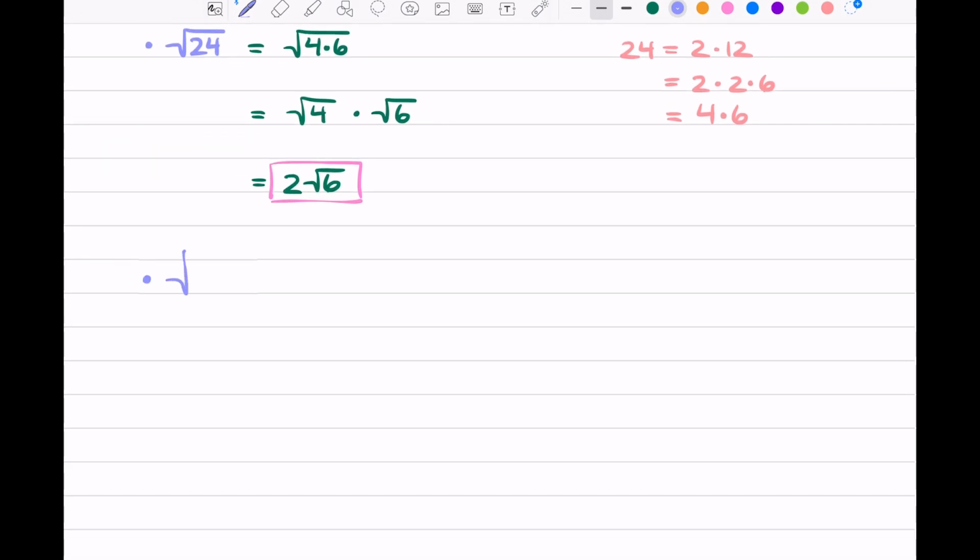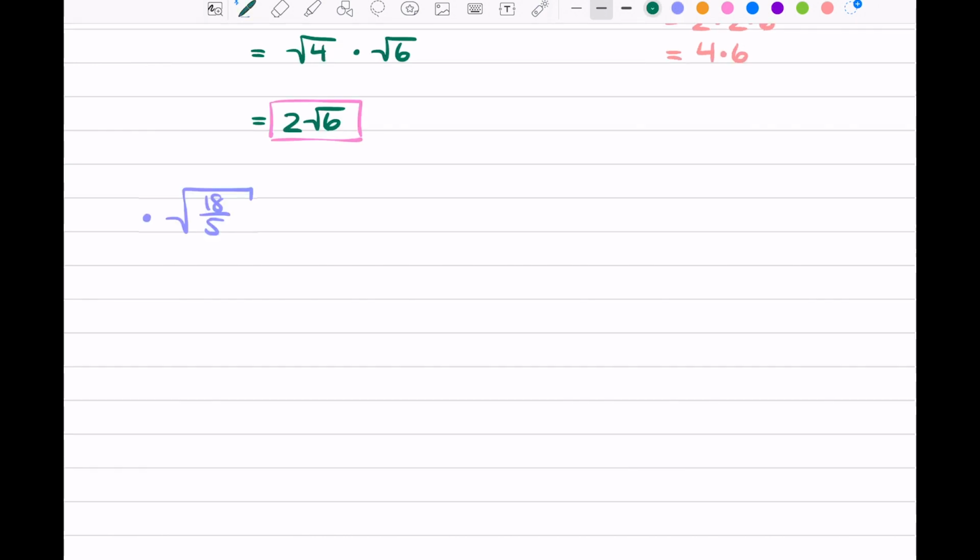We have the square root of 18 divided by 5. We want to simplify this square root, and as you might guess, the first step is to use the division rule. So the square root of 18 divided by 5 is equal to the square root of 18 divided by the square root of 5.